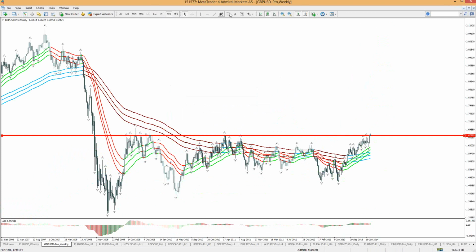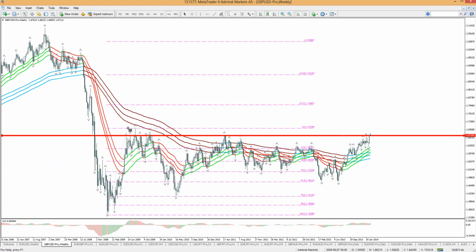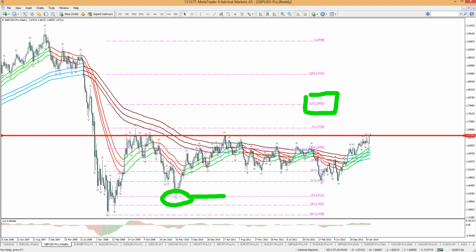Eventually the target could be, if we get more follow through, 180. That's the -272 target of this 78.6% Fibonacci bounce. And that could definitely be a wave A or 1.